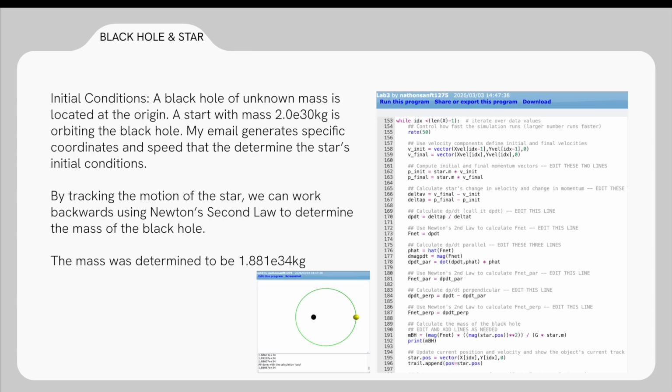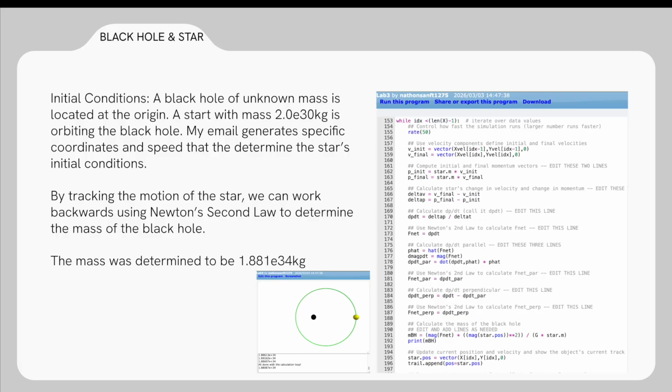So, for the first half, the initial conditions were a black hole of unknown mass located at the origin, and a star of mass 2 times 10 to the 30th kilograms orbiting the hole. My email generates specific coordinates and speeds that determine the star's initial conditions. By tracking the motion of the star, we can work backwards using Newton's second law to determine the mass of the black hole. And again, the mass was determined to be 1.881 times 10 to the 34th kilograms.